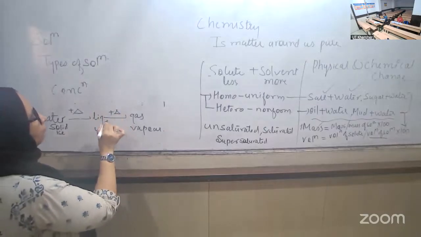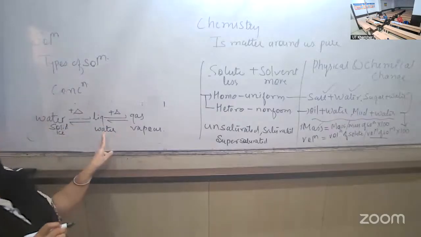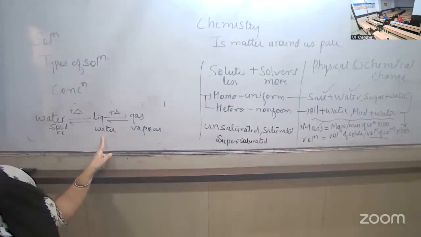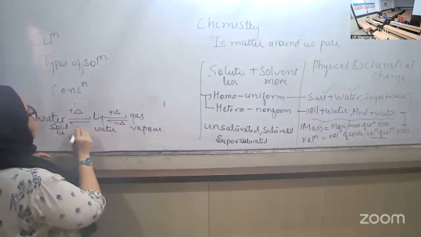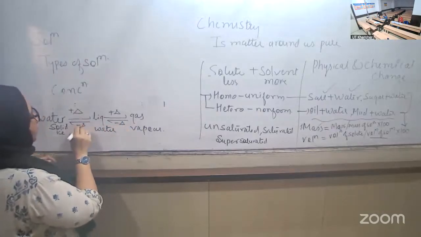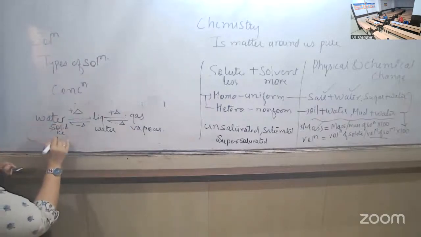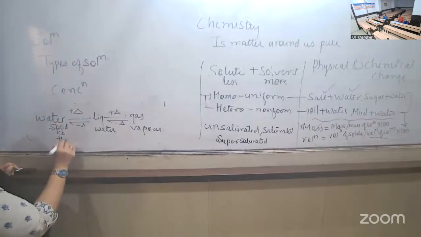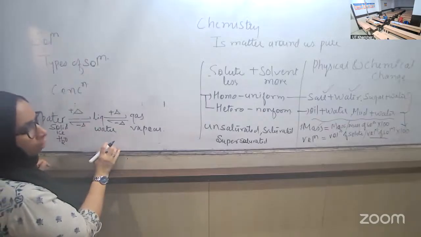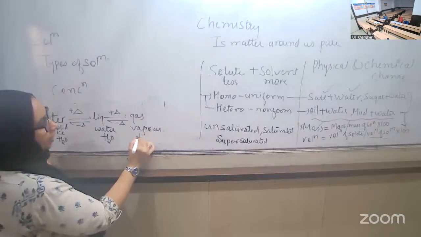If I want to change these states again, gas to liquid, how can it be done? By cooling, or in short by removing the heat, minus delta. Then here again minus delta, water can be converted into ice. In this form, what is the chemical formula of water? H2O. In this form again H2O. In this form, again H2O.